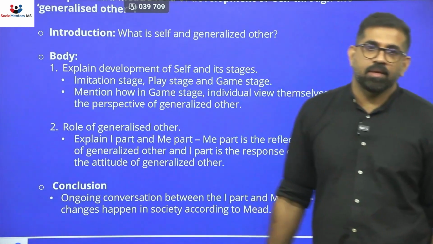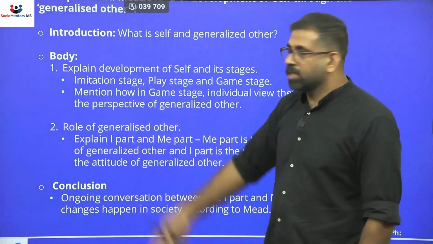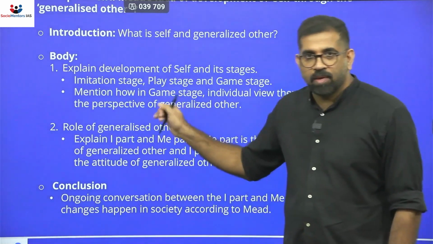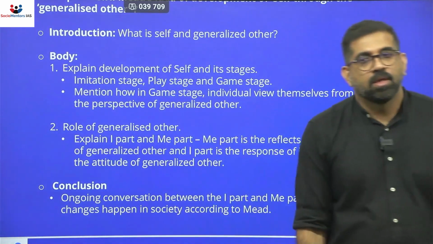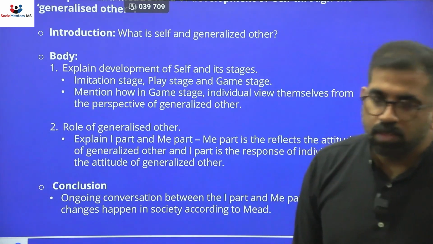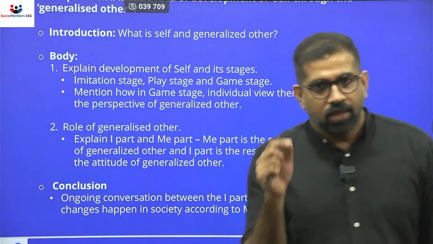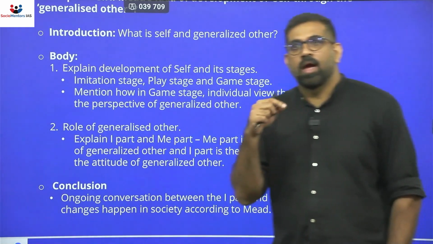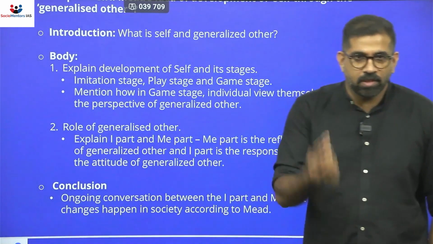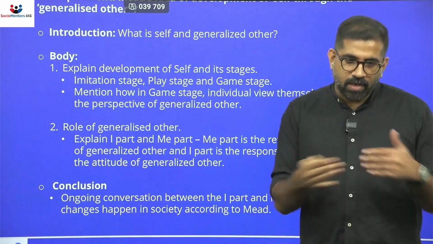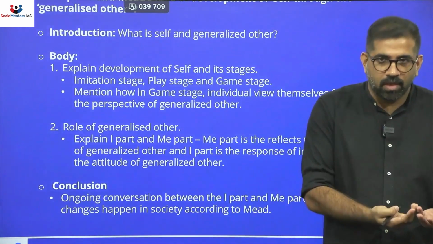The 3 stages in development of self. What are those 3 stages? Imitation stage. Then you have to mention the play stage. You have to mention the game stage. Briefly explain these 3 stages. And when you are explaining the game stage, you have to mention that here in the game stage, an individual's view is influenced by the perspective of generalized other. That is where the influence of generalized other actually comes in.